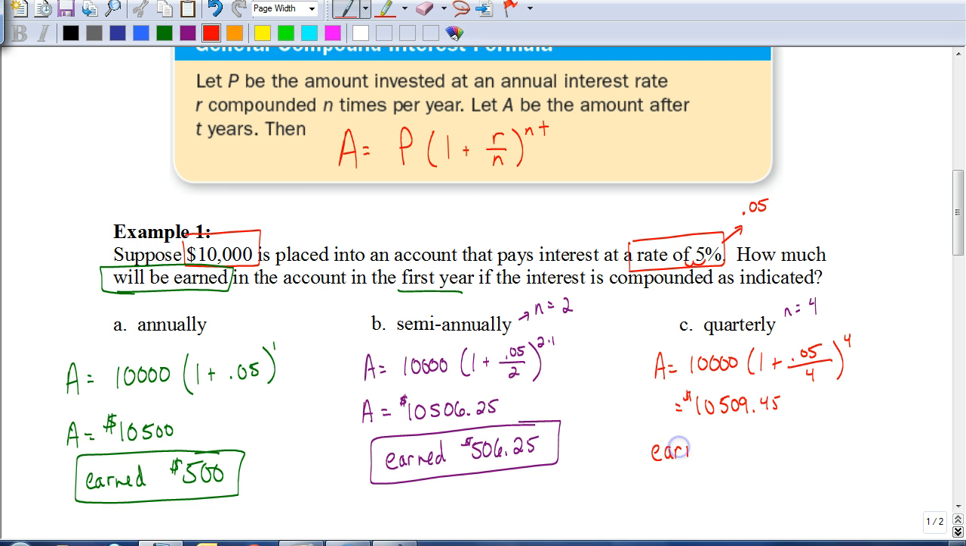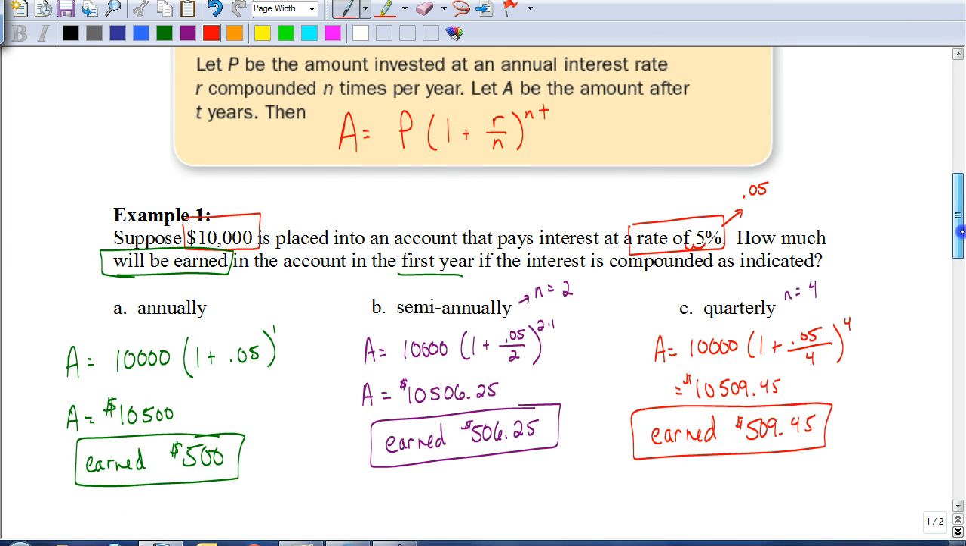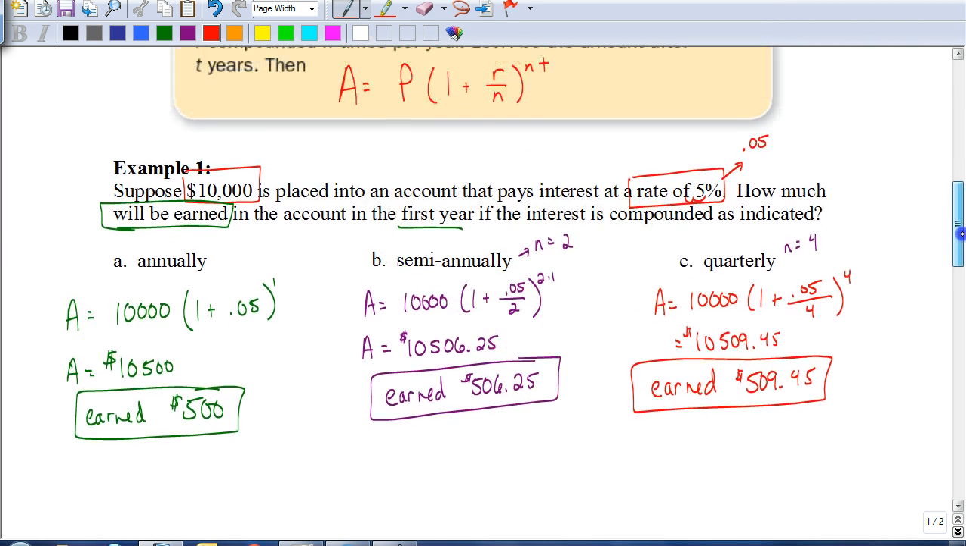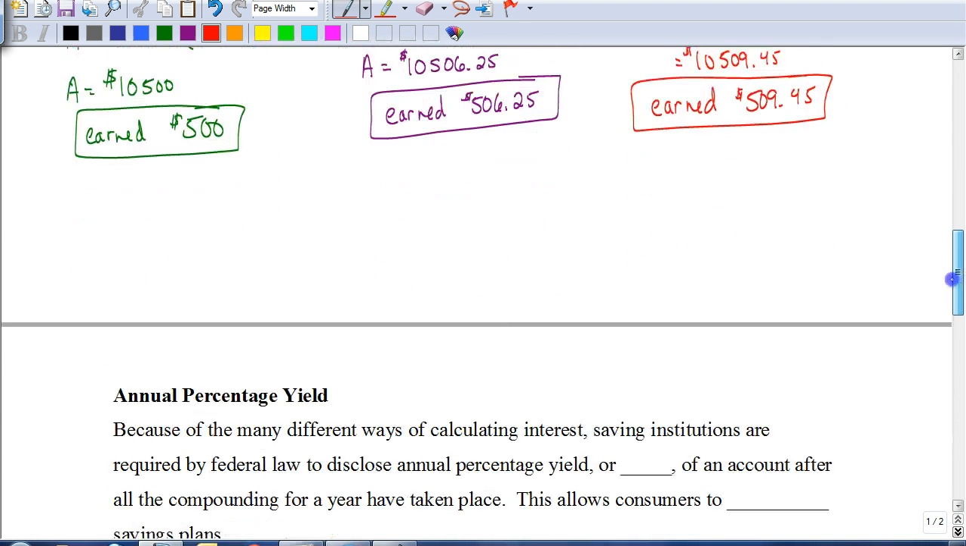So obviously here we earned $509.45. So the difference between being compounded annually and being compounded quarterly, 4 times in the year, was just under $10. Granted, it will accumulate, and if we had done it monthly, so every month, which is more likely to happen, that's the way banks work, and that's the way credit cards work, in that case, obviously it'd be a little bit more than that.